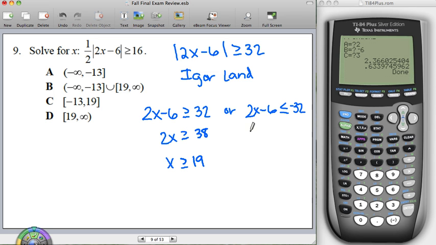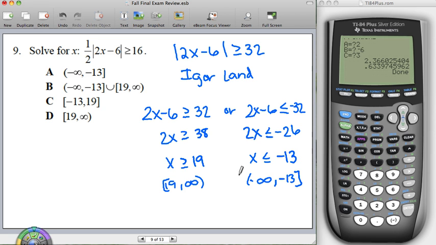And then add 6 to both sides. I get 2x is less than or equal to negative 26. Divide by 2, and I get x is less than or equal to negative 13. So for x is greater than or equal to 19, that's going to be the interval from 19 to infinity. For x is less than or equal to negative 13, that's negative infinity to negative 13. And then since I have the or, I can put these two together, and my solution for number 9 is going to be B.